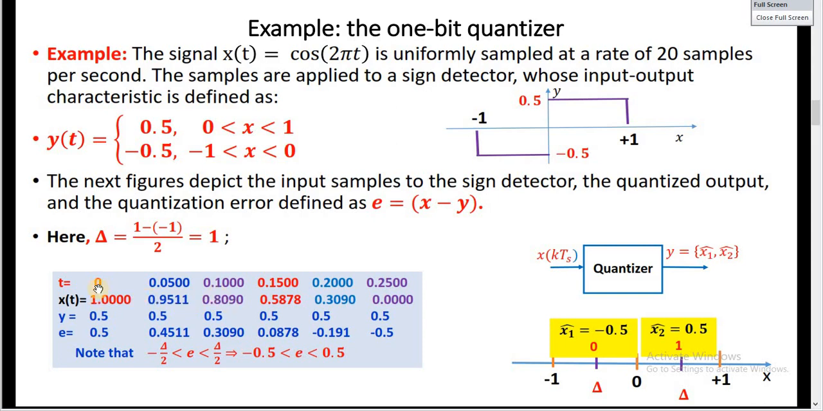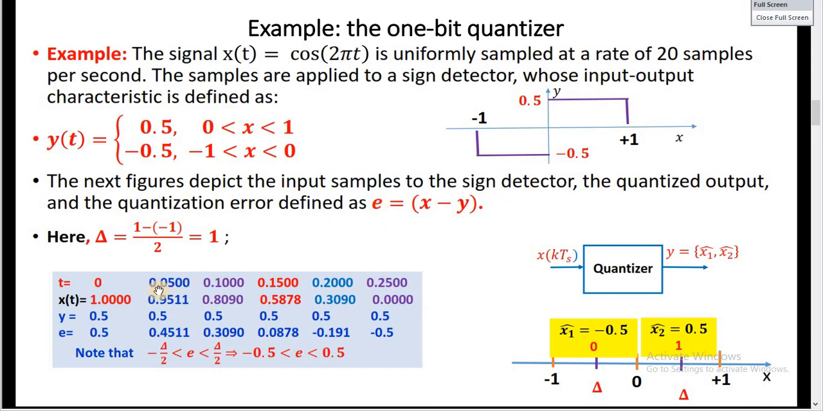As for the error, let us take a few examples. At t equals 0, the cosine function takes on the value 1, this is the continuous sample. 1 falls in this region, and so it is assigned the quantization level 0.5. So this is the quantizer output corresponding to 1, and the difference x minus y equals 0.5. So for this sample, the error is 0.5.